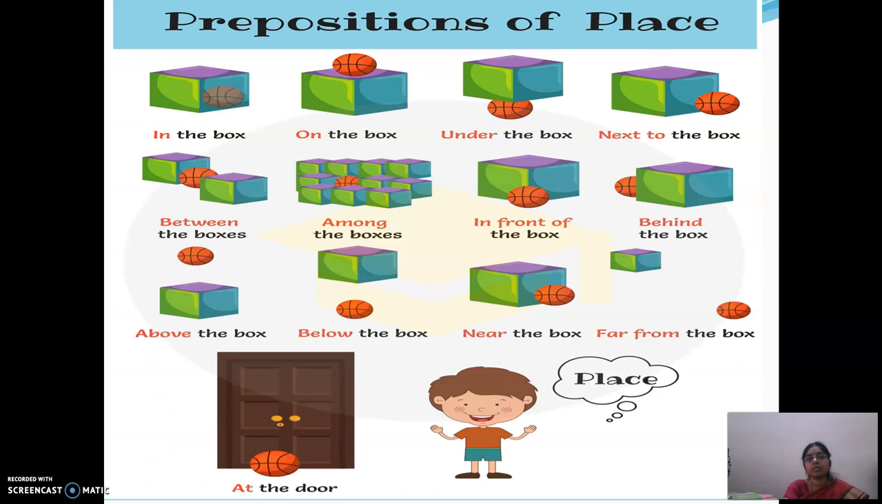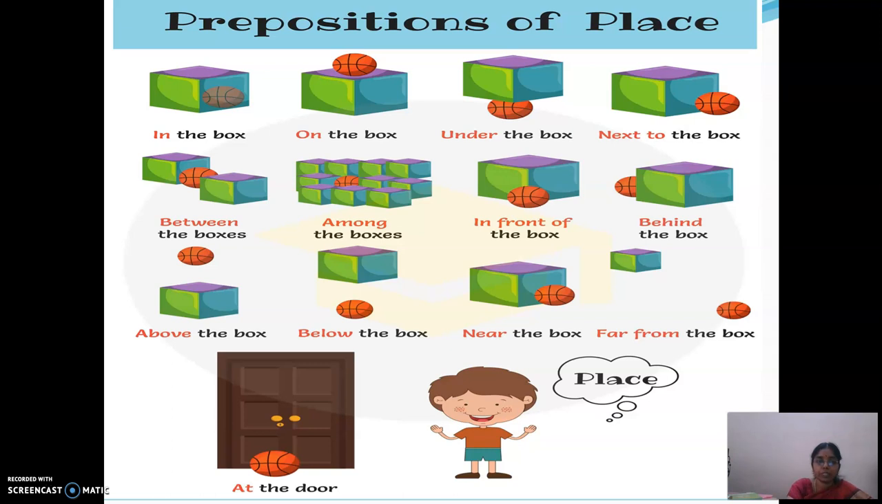Okay. So now prepositions of place. In the box. See the picture, and the red color letters represent the preposition: in the box, on the box, under the box, next to the box, between the boxes, among the boxes, in front of the box, behind the box, above the box, below the box, near the box, far from the box, at the door. So all these are prepositions of place.